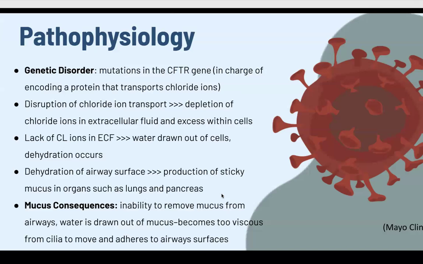This dehydration is located on the airway surface, and this leads to a production of sticky mucus in organs such as the lungs and the pancreas, which is where some of the digestive issues come from. Your body is supposed to be able to remove some of this mucus from your airways, and water is supposed to be drawn out, but because the mucus is too viscous and sticky, it's hard to draw out some of that from the cilia, and it adheres to the airway surfaces, making it sticky and leading to complications like being hard to breathe, not being able to produce enzymes for digestion, and more.